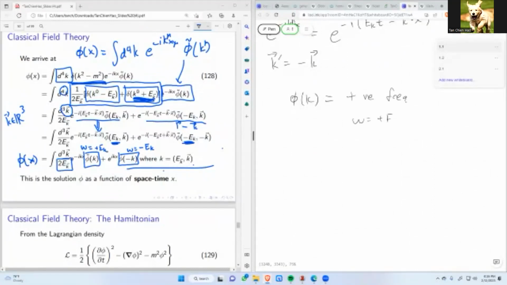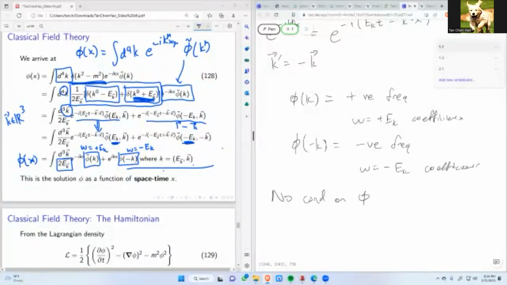Omega equals plus Ek, the coefficients for the field. And then we have phi of minus k, the negative frequency, namely omega equals minus Ek. By right, if we don't impose any condition on phi of x, meaning it can be a complex field, then essentially these are phi of k.